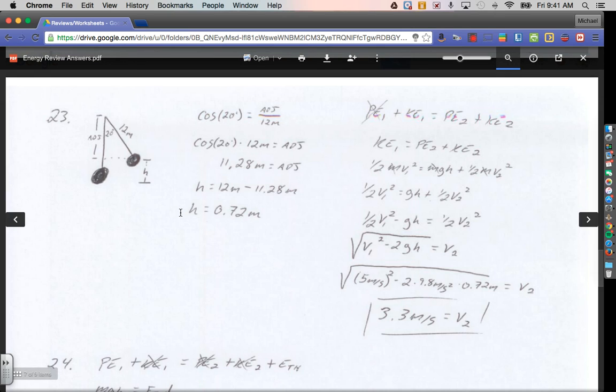Here are the solutions to problems 23, 24, and 25 from your energy review.